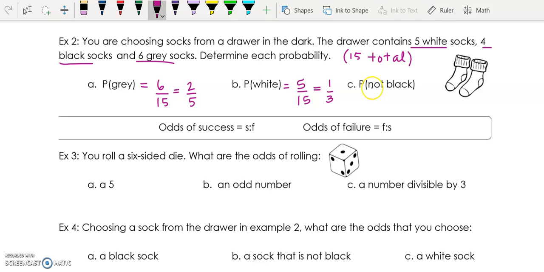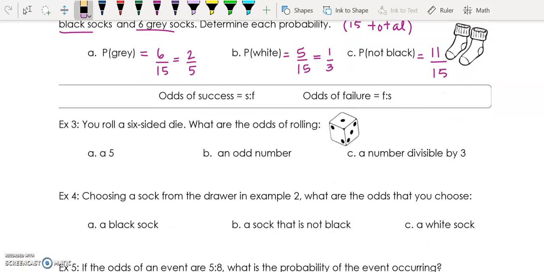Finally, the probability that you will choose not a black sock. So basically, we're looking at the total of the other 2 types of socks that we could choose. So there are 5 white socks and 6 gray socks for a total of 11 socks that are not black out of a total of 15, and that one doesn't simplify.